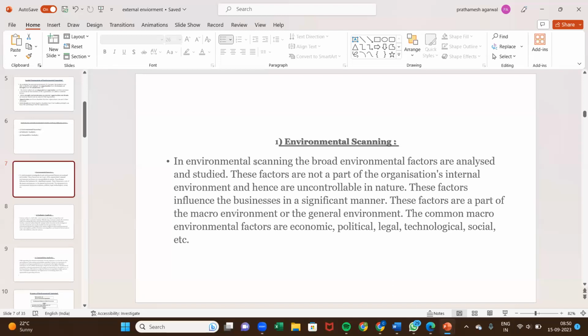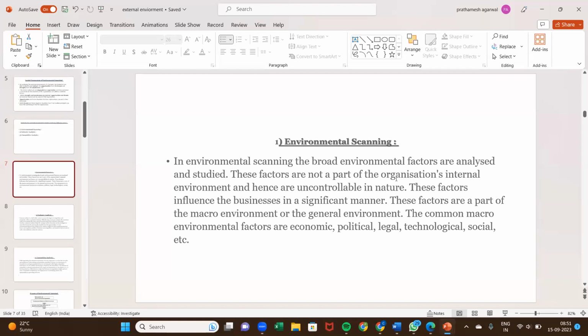Environmental scanning. In environmental scanning, the broad environmental factors are analyzed. Now, what are the environmental factors which need to be analyzed? We need to study our competitors. We need to study the government policies. We need to have a competitive edge over the competitors in the market. We are in the direct market, we are in the indirect market.